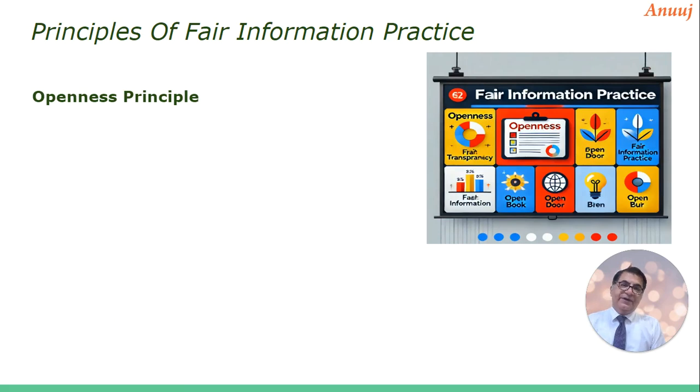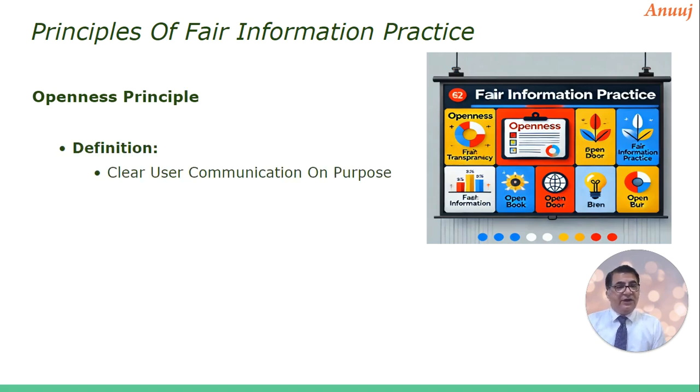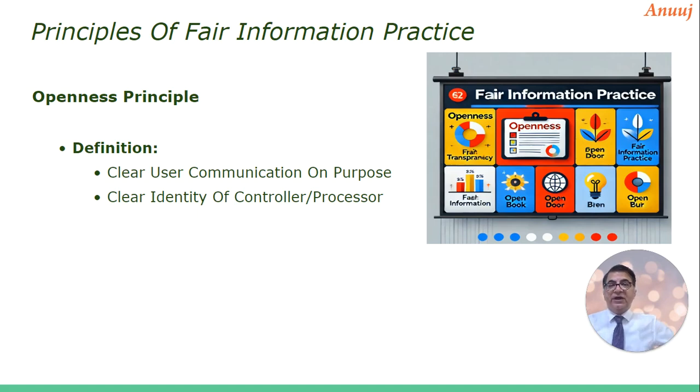Then we come to an openness principle. The word itself is a sort of a synonym for transparency. So openness as good as transparency. So you can say that you need a clear communication on the purpose, any changes in the purpose, any changes in the processing method. You need to have a clear communication on the identity of the controller and the processor.